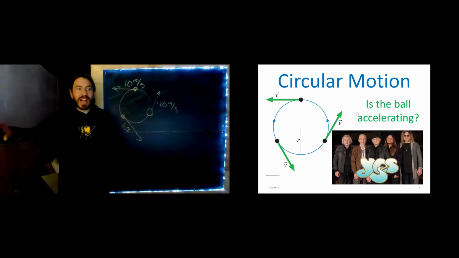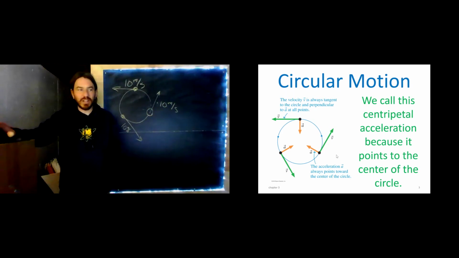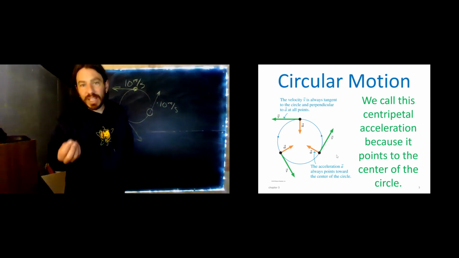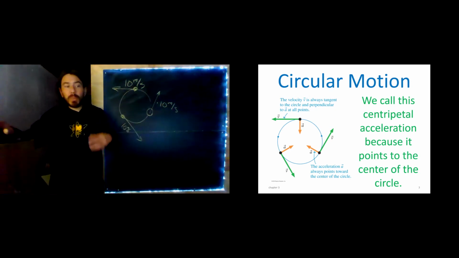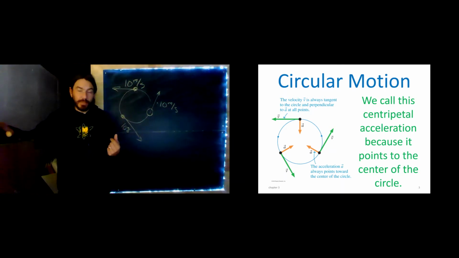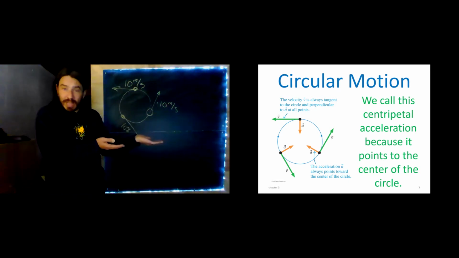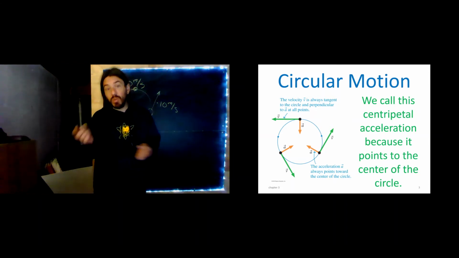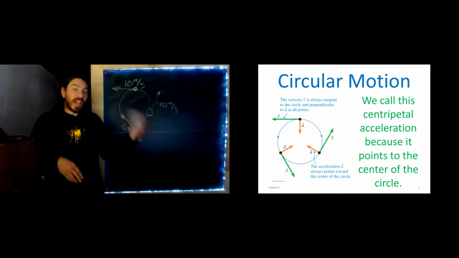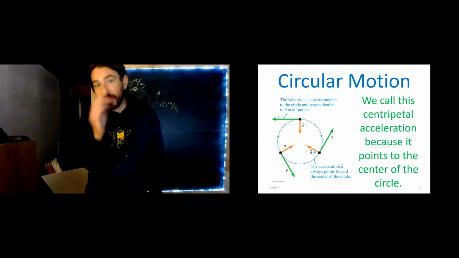So, it turns out that this kind of acceleration has a very special name. We call it the centripetal acceleration, and it always points towards the center of the circle. In fact, this word centripetal, it means center-seeking. So the centripetal acceleration always points towards the center of the circle. And we're going to see that as we go along. An acceleration and a velocity that are in the same direction is an object that is speeding up. An acceleration and velocity that are in opposite directions, well, that's an object that's slowing down.